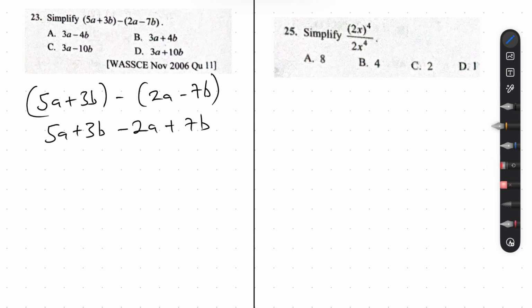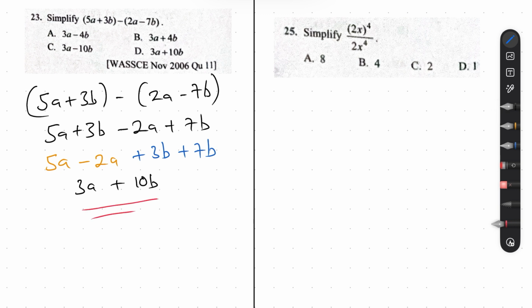So we have 5a minus 2a as one group, and then for b we have plus 3b plus 7b. So we group the b terms and the a terms. Now we can simplify them. 5a minus 2a will give us what? 3a, and then 3b plus 7b will give us 10b. So this is our answer, 3a plus 10b. Okay, cool. Let's move on to question number 25.